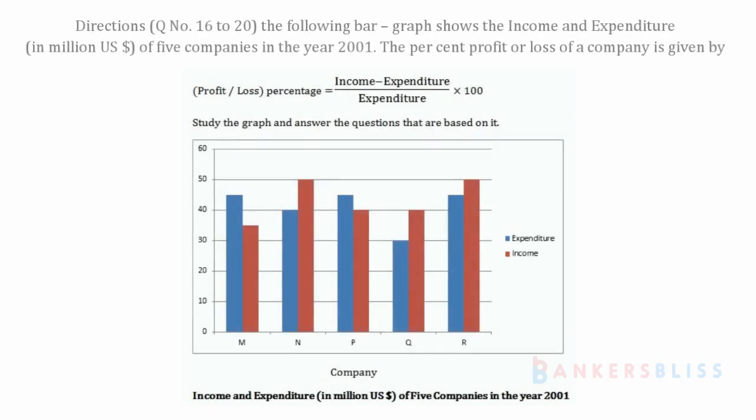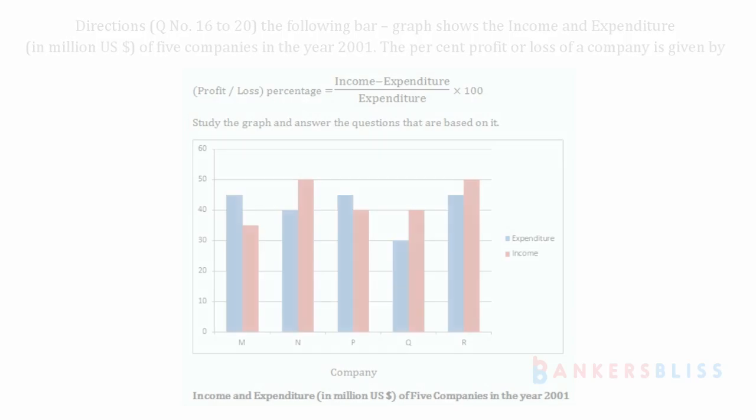Let's go for the next problem, 16 to 20. The following bar graph shows the income and expenditure in million US dollars of 5 companies in the year 2001. The percent profit or loss of a company is given by: income minus expenditure, divided by expenditure, into 100. If you do, you are going to get the profit percentage or the loss percentage. The maroon color represents the income and the blue color represents the expenditure.